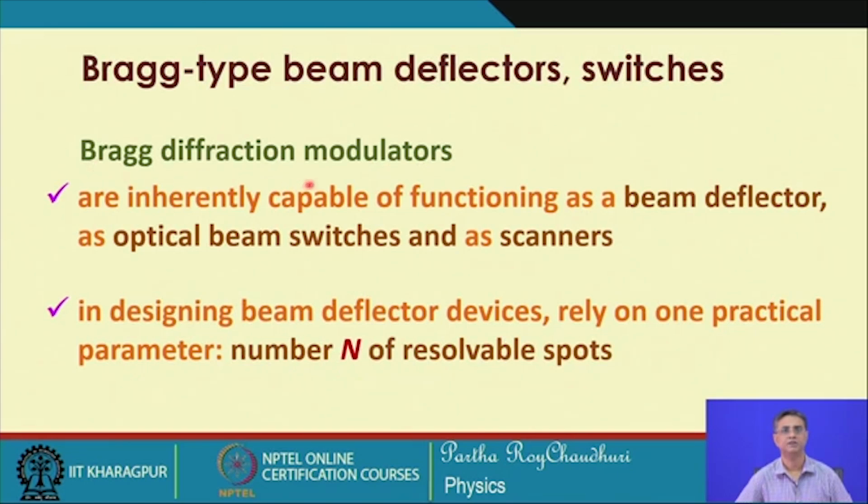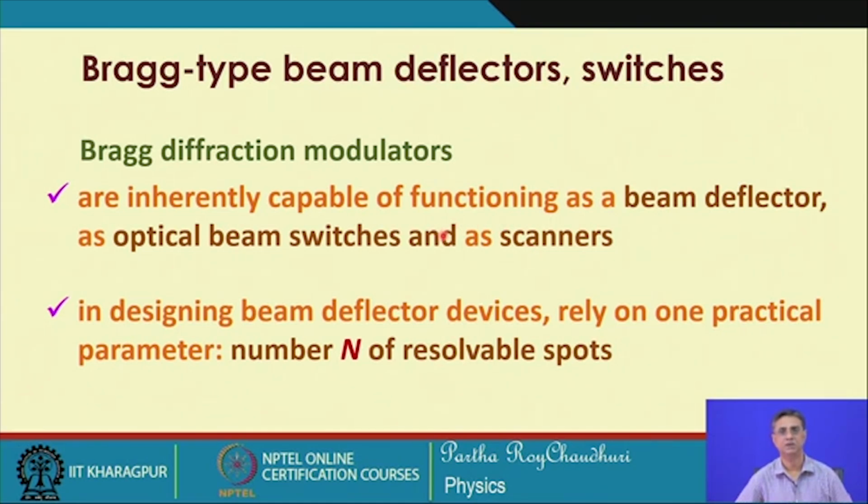So, Bragg diffraction modulators are inherently capable of functioning as a beam deflector, as an optical beam switch, or as a scanner, because by changing the acoustic frequency, the deflected beam can scan over different positions along a line.